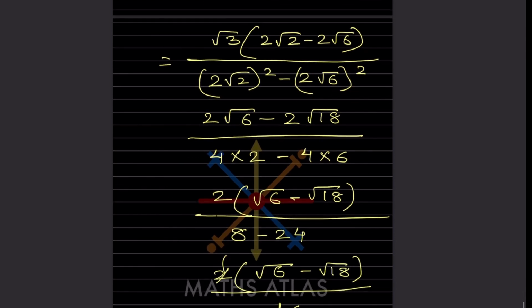Hope that is clear. So now what we can see in the numerator, this 2 root 6 and 2. So we can take 2 common from here. 2 will be outside. What remains in the bracket will be root 6 minus root of 18.